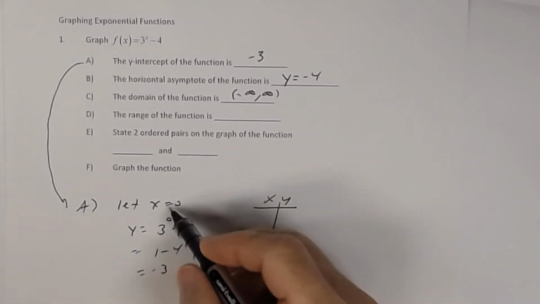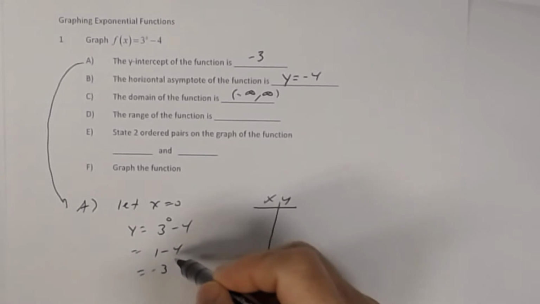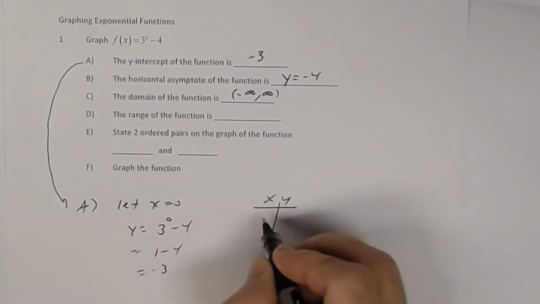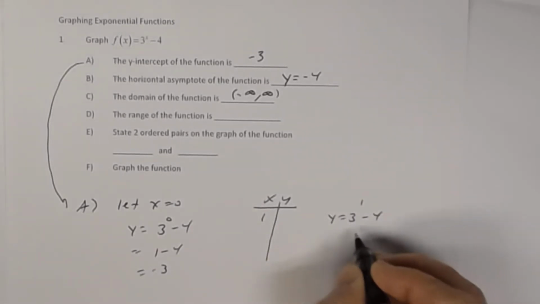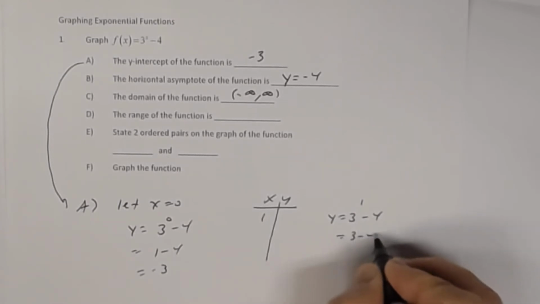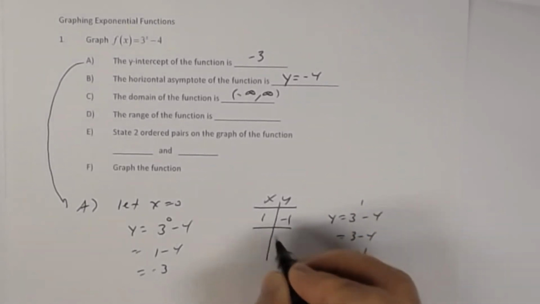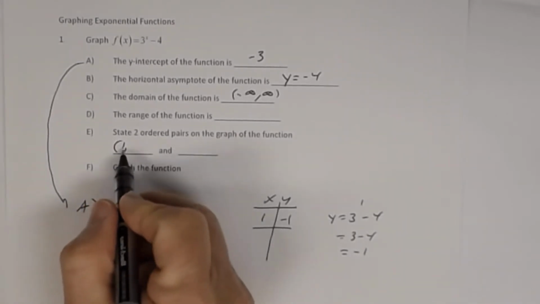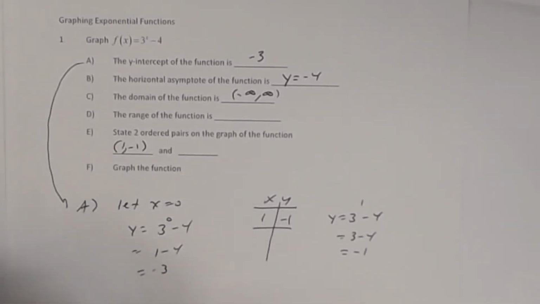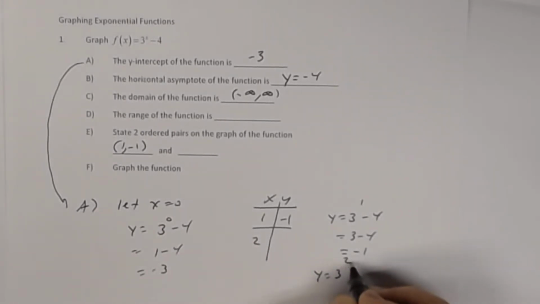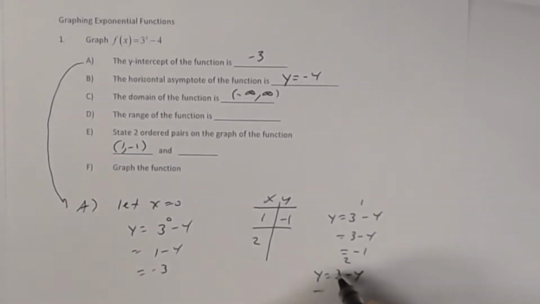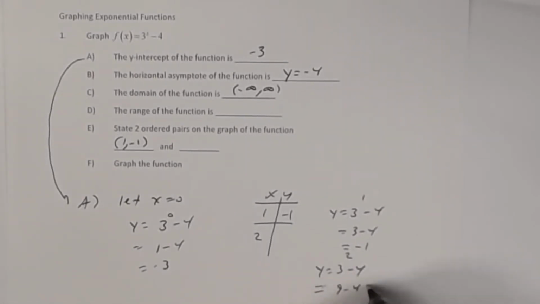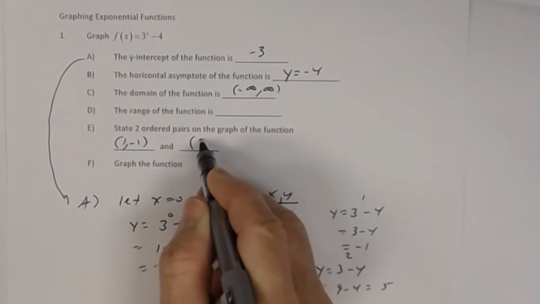So we already have x to be 0, and y is -3. I need two other ones though. So let's say x is 1. So I get y equals 3 to the first minus 4. Well, 3 to the first is 3. 3 minus 4 is -1. So right now I have the point (1, -1). Okay, so you must list it as an ordered pair. Let's let x be 2. So if x is 2, I get y equals 3 squared minus 4. Remember, where we see the variable x, you substitute 2. So 3 squared is 9, and 9 minus 4 is 5. So now I have the other ordered pair (2, 5).